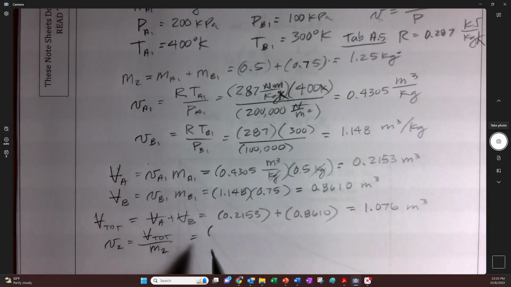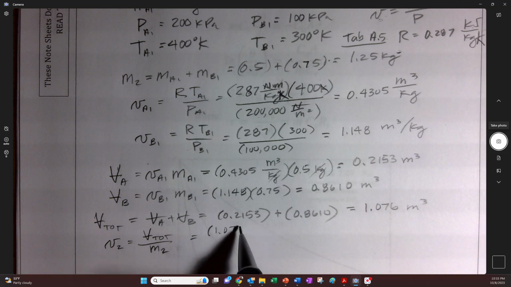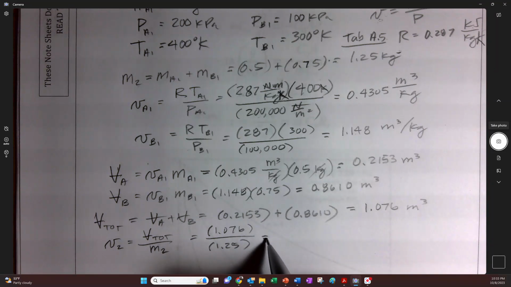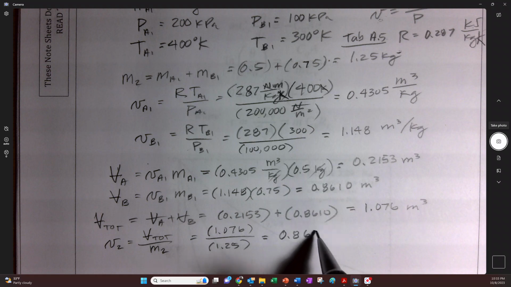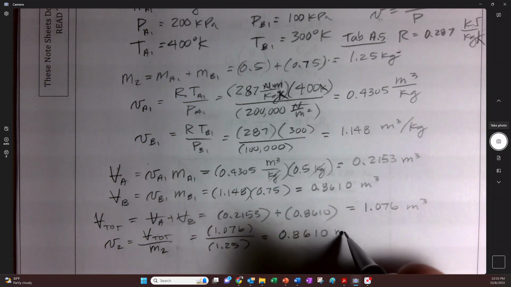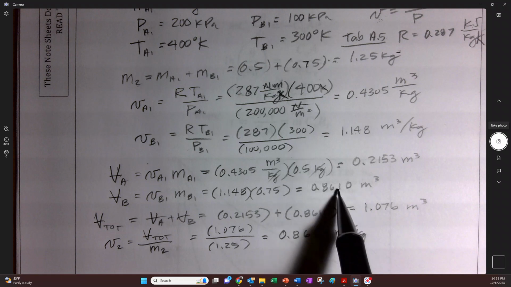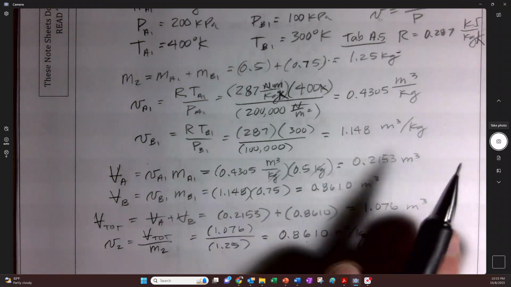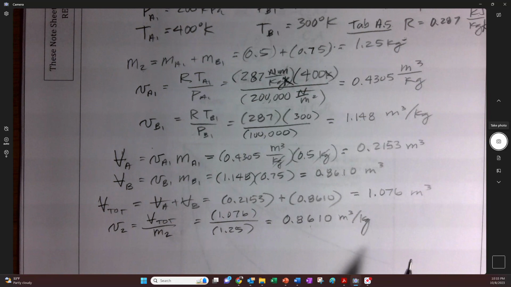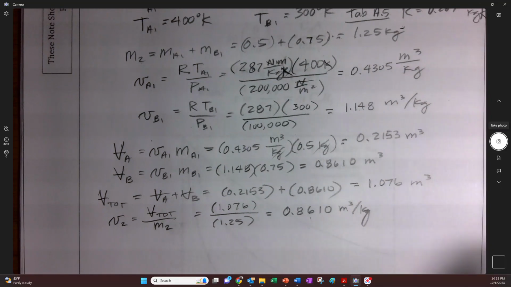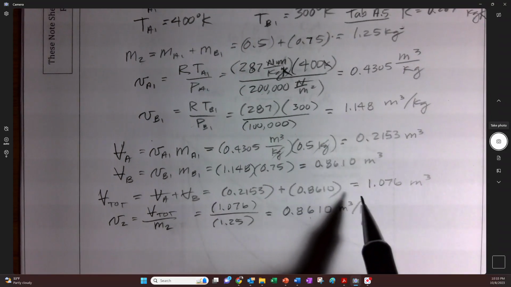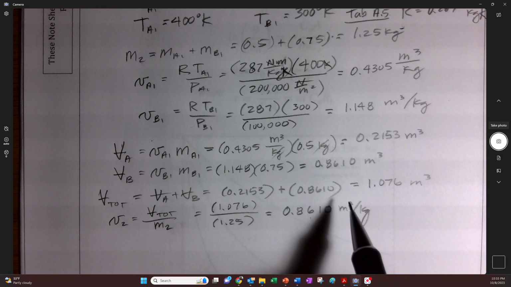Now here's where it's going to get a little weird, and I just think it happens to work. The numbers just happen to work out that way, but it bothered me. 1.25, and so we end up getting 0.8610 cubic meters per kilogram. And you'll notice that those are the same numbers right there, but it has no connection to it. It's just a coincidence. Might be some mathematical reason for why that happened. I'm not quite sure what it was.